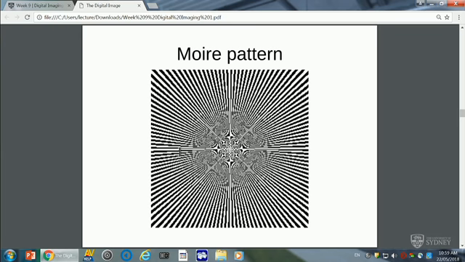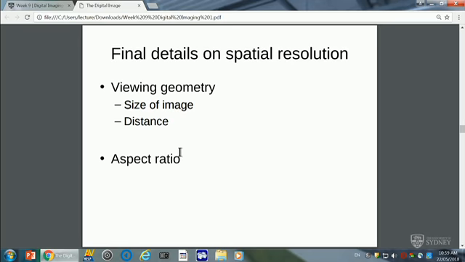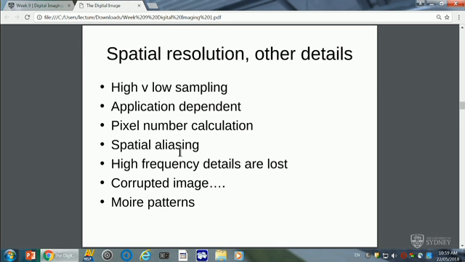Again, it's not a big deal necessarily if you can recognize it as a moire pattern, but when you get these sort of streaks going across a skull, or strange lines appearing in a chest, it can mimic things that are wrong with the patient, and that's where it becomes a disaster. So moire patterns are where you undersample, where you have too few pixels.